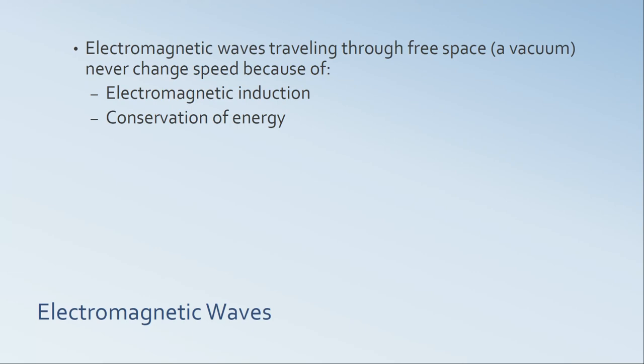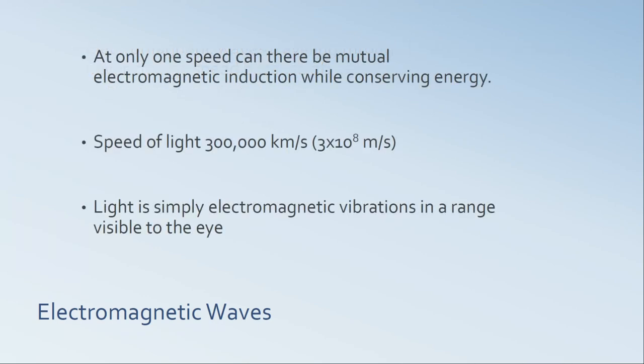We can't either destroy or create this energy, so the electromagnetic wave is going to continue traveling through a vacuum at the same speed. And the speed that these electromagnetic waves travel at is what we commonly call the speed of light. And we can write that with just a c. The speed of light is about 300,000 kilometers per second. Okay? And again, this is the only speed at which those mutual electrical fields and magnetic fields can induce each other without losing or gaining energy.